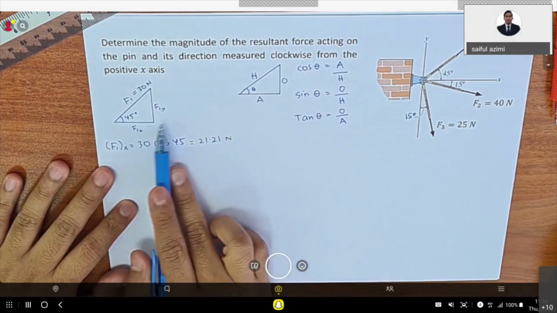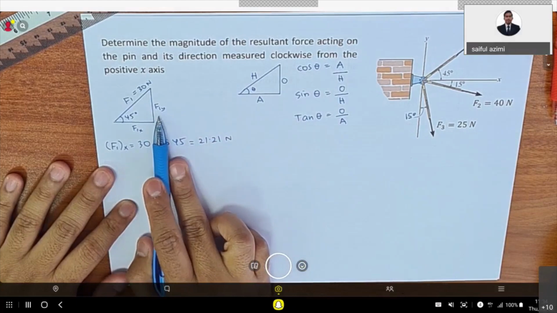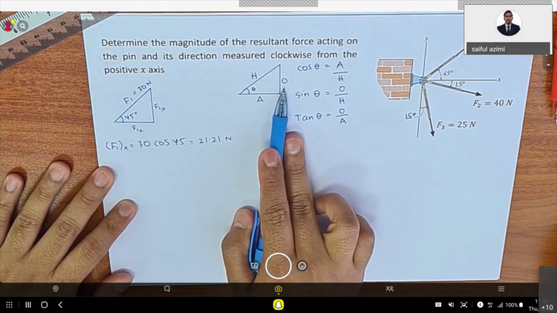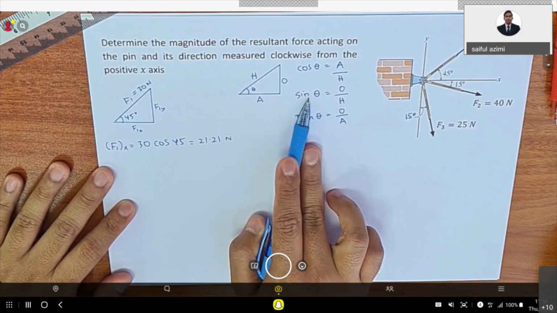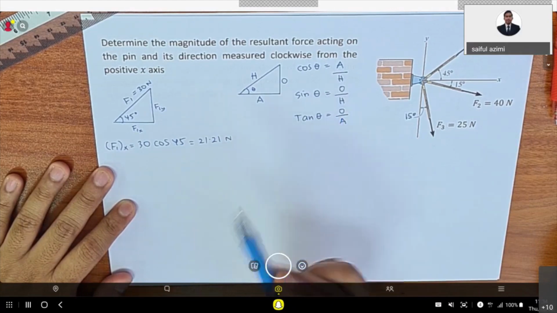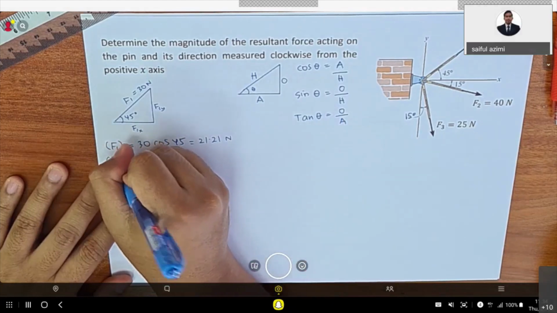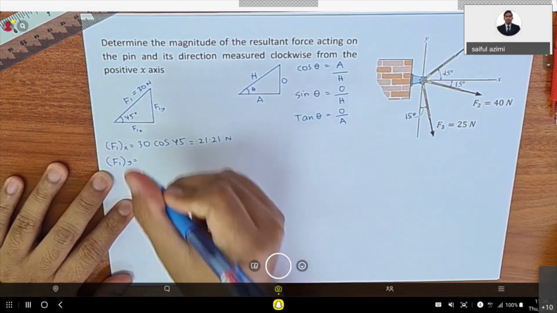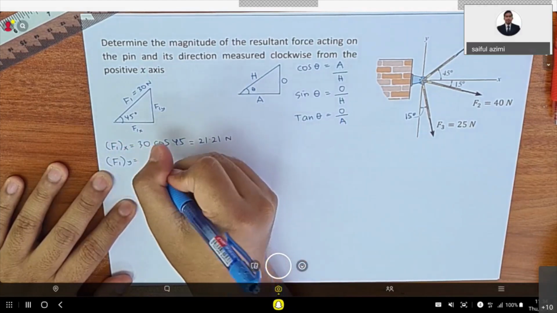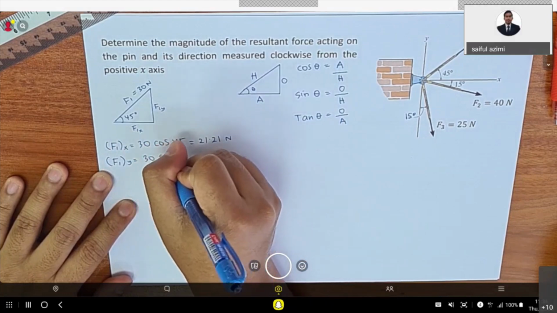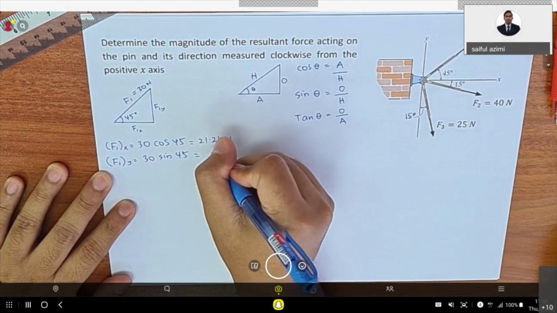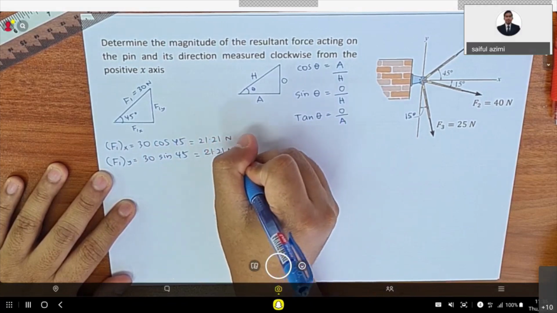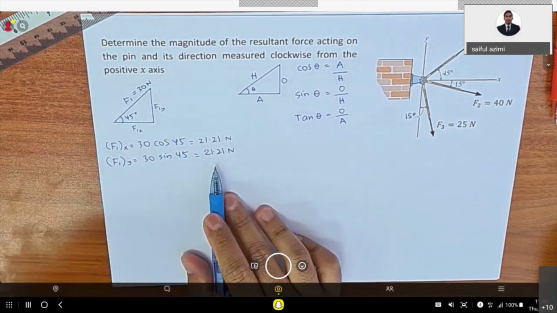So next you have F1y. F1y here represents O, the opposite. In order for you to find the opposite, you can use the sine one. Sin theta multiplied by H equals to opposite. So F1y equals to 30 sine 45. So you will get also 21.21 Newton. Okay, if I'm wrong, you can correct me.